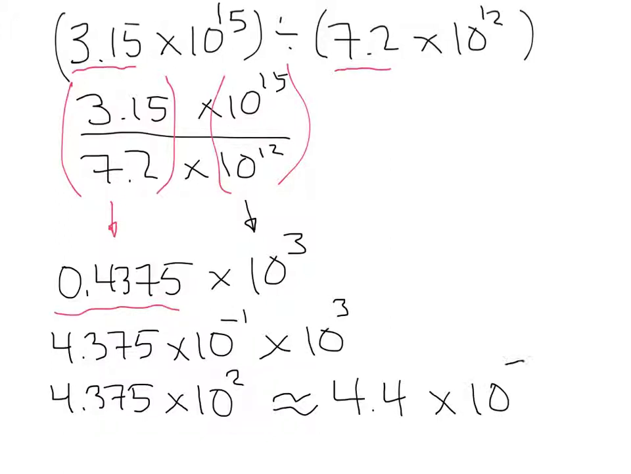4.4 times 10 squared. In other words, our answer is roughly 440 when dividing this very large number, 3.15 times 10 to the 15th, by another very large number, 7.2 times 10 to the 12th. What that tells us is roughly 440 of those 7.2 times 10 to the 12th fit into 3.15 times 10 to the 15th.